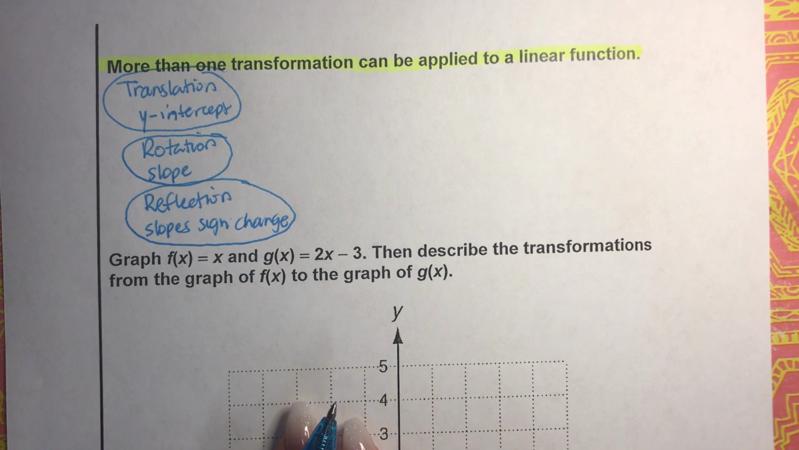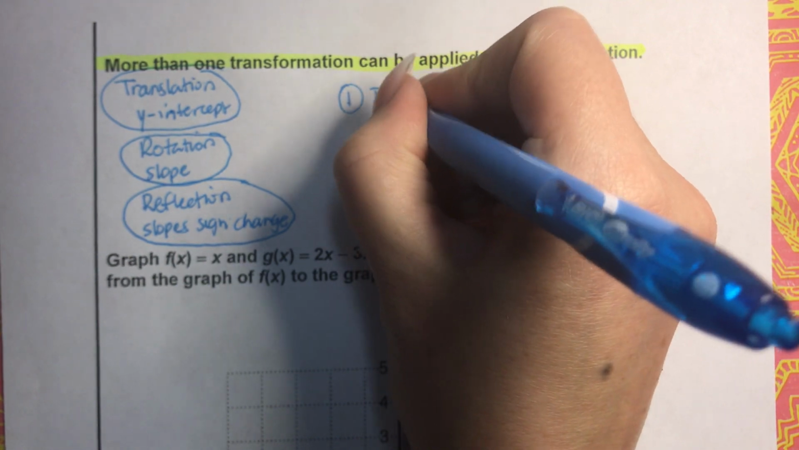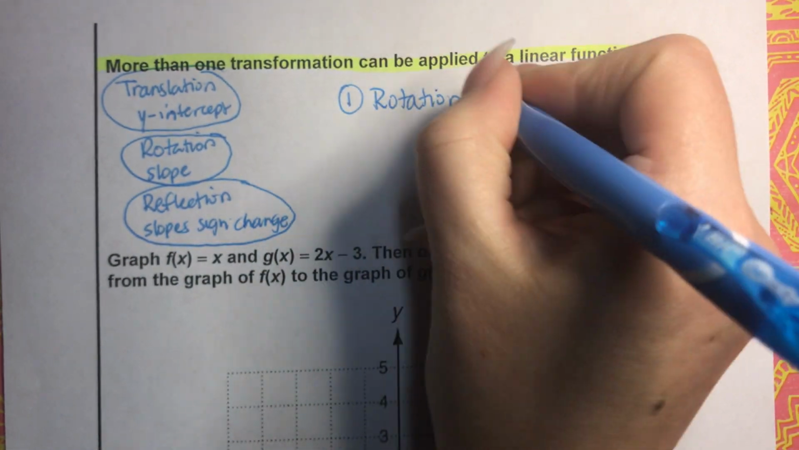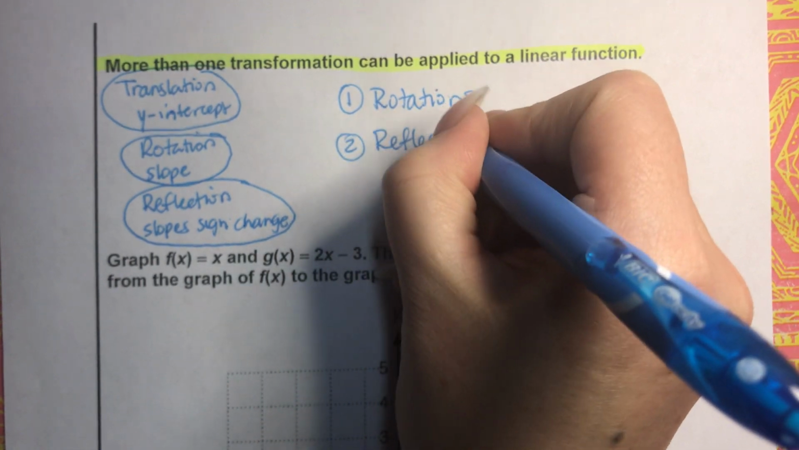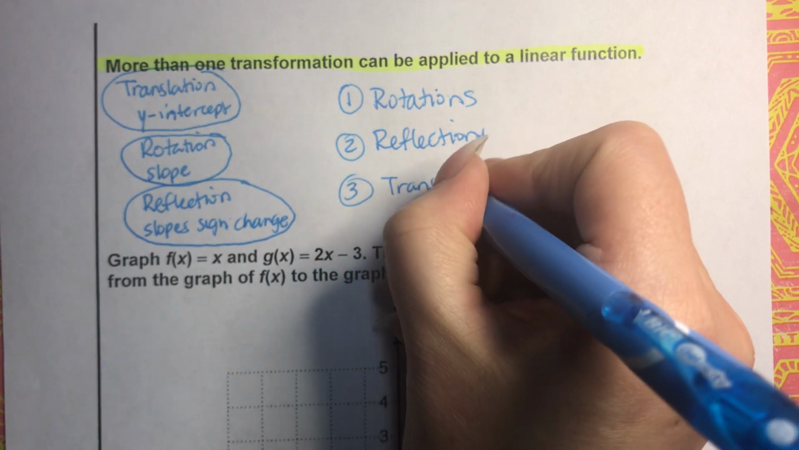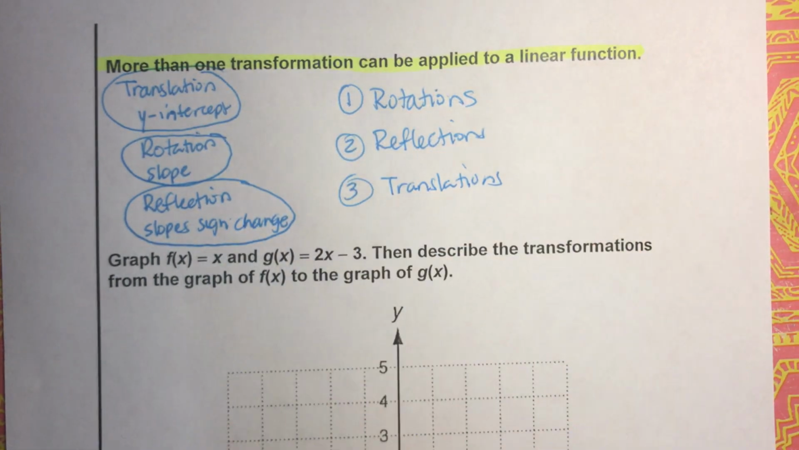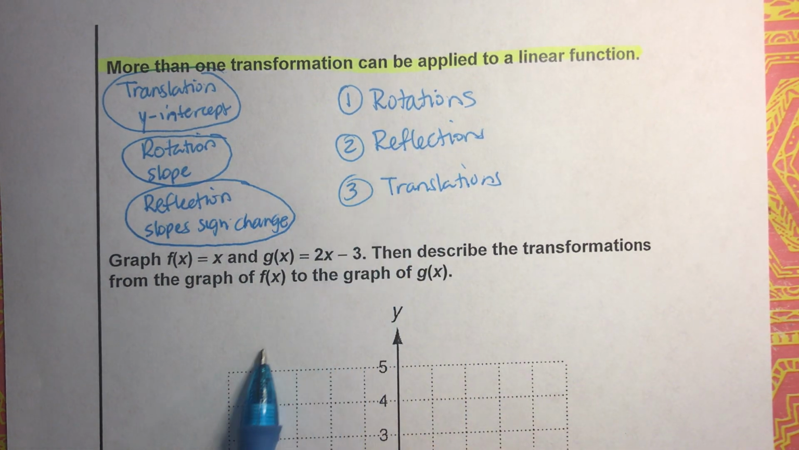Now we're going to describe these in a particular order. First, we are going to look at rotations. Then we're going to look at reflections. And then we're going to look at translations. Okay, and that's going to be the order that we talk about multiple transformations. So if there's multiple things going on, first we're going to rotate it, then we're going to reflect it, then we're going to translate it. All right, let's go for it.